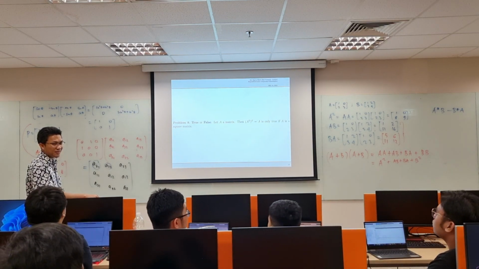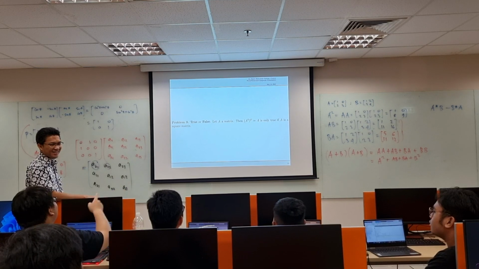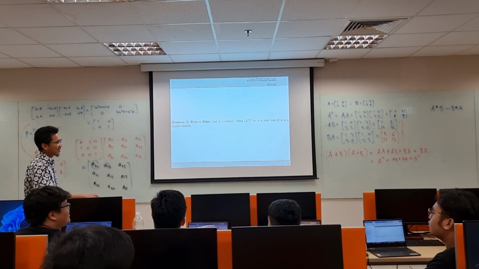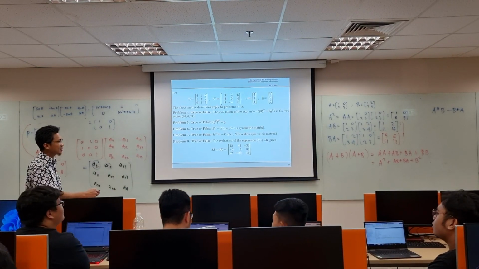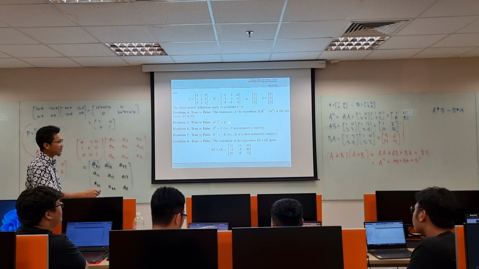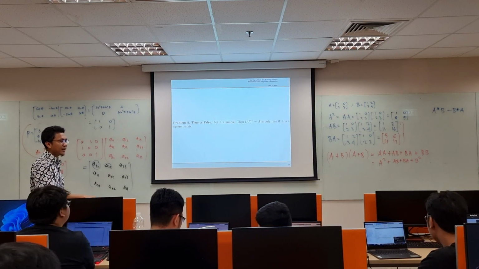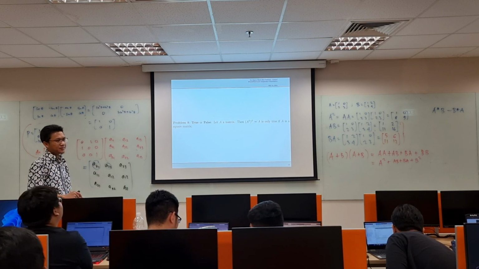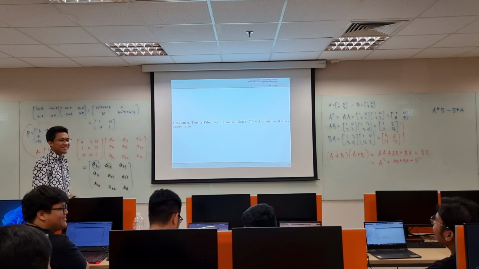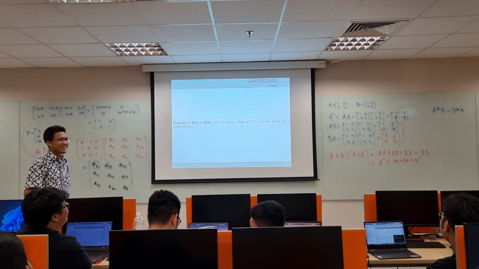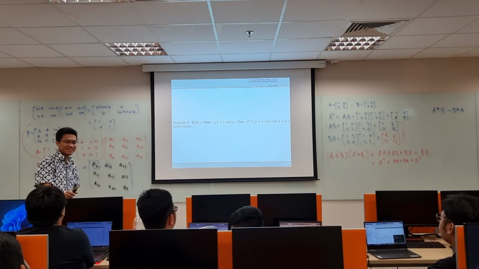False. Why? Because it's only true if A is a square matrix. Actually it doesn't apply to everything, for example a 3 by 2 matrix. So the statement applies to all kinds of matrix. It was wrong, like yesterday.